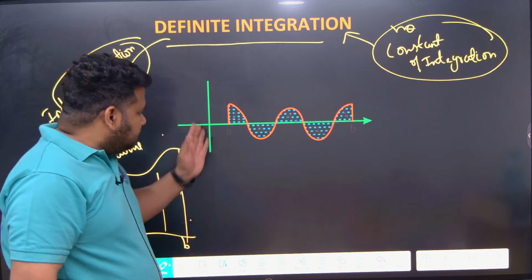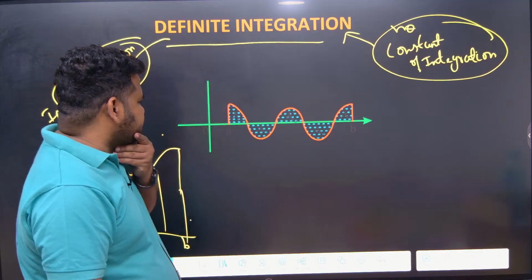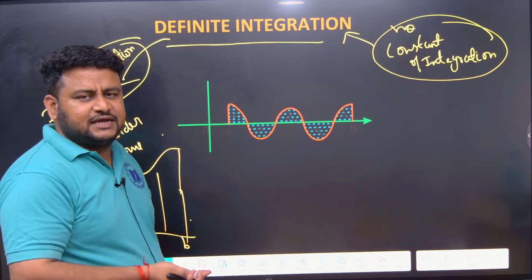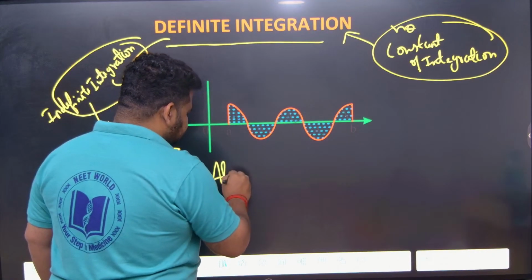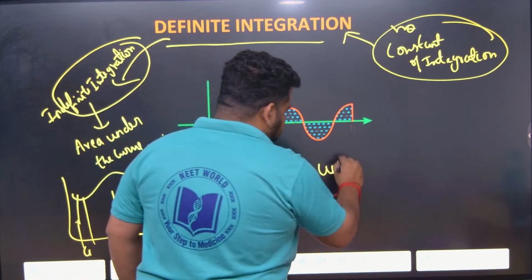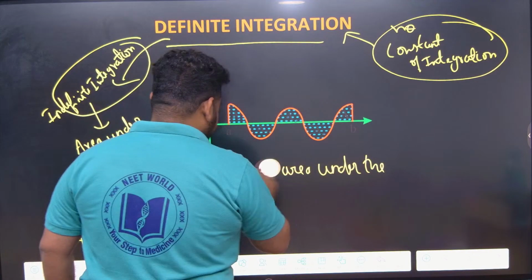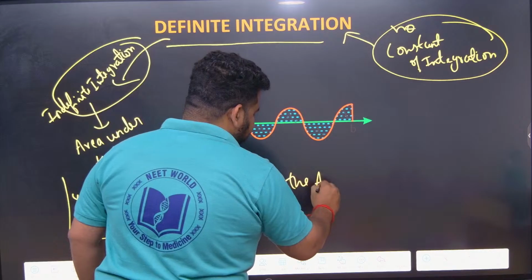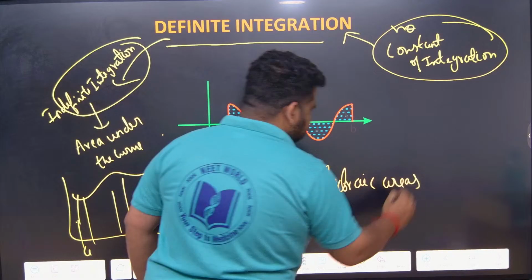Clear? Now see here, some curve is given, some graph is given like this. I told you we have to find the area under the curve. Do we mean the geometrical area or the algebraic area? Here we are finding the algebraic area under the curve, or I can say the sum of the algebraic areas. In definite integration we will find the sum of the algebraic areas.